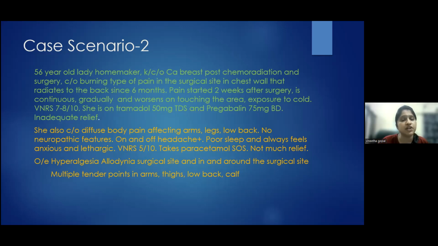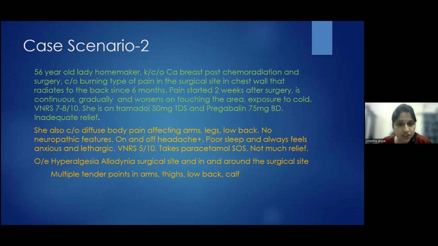She is on tramadol 50 milligram TDS and pregabalin 75 milligram BD. And overall, the pain relief is not satisfactory. And she also complains of another type of pain, which is a diffuse body pain affecting the arms, legs, and low back. No neuropathic features. On and off headache also present. She's having poor sleep and she always feels anxious and lethargic. Her pain score for this type of pain is 5/10. The other one was 7 to 8 out of 10. And she takes paracetamol for this diffuse aching pain, not much relief.